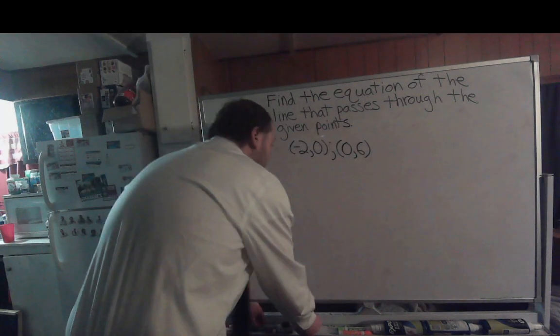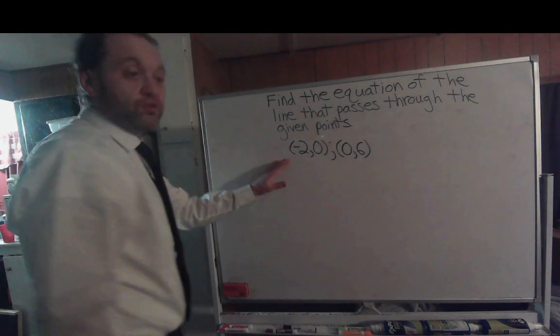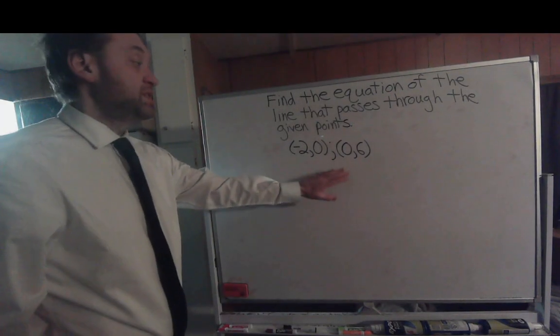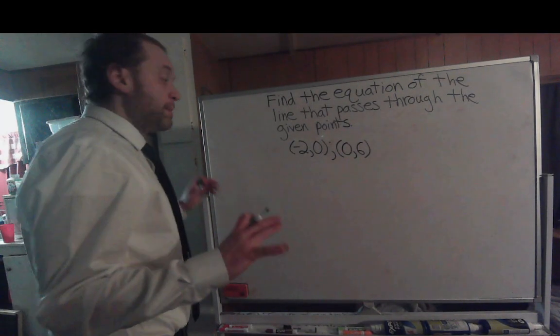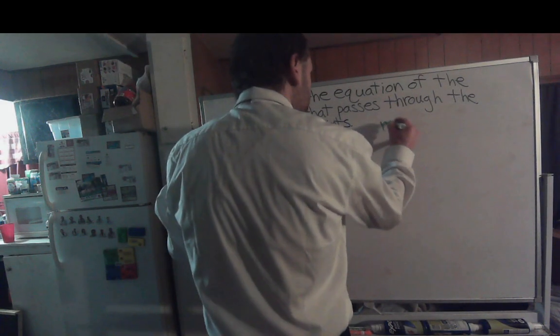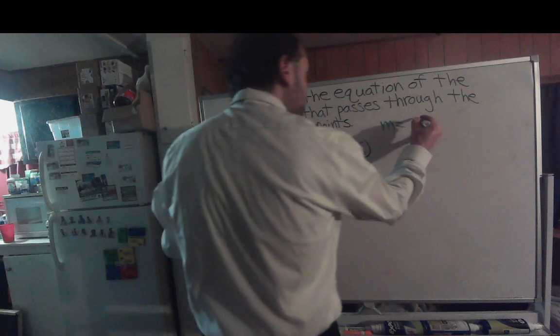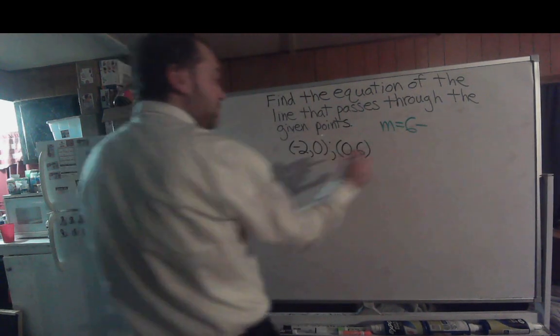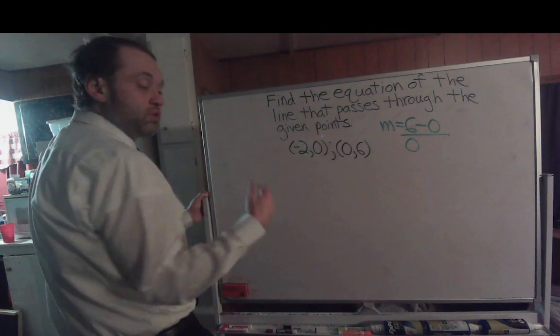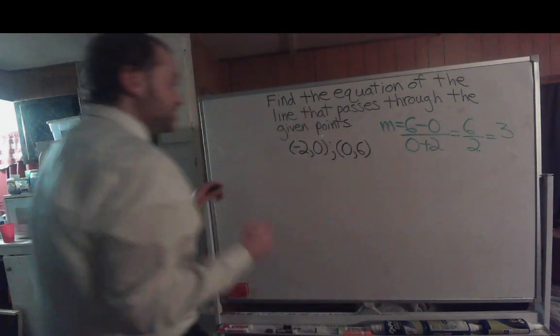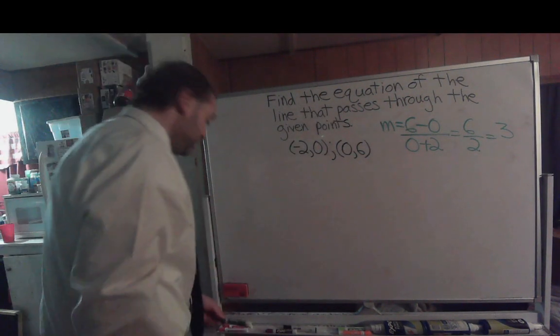So we're going to find the equation of the line that passes through the points (-2, 0) and (0, 6). So let's find our slope first, which would be our second y-coordinate of 6 minus our first y-coordinate of 0 divided by your second x-coordinate of 0 minus your first x-coordinate of -2. This would turn into 0 plus 2, which would give you 6 over 2, giving you a slope of 3. So the slope of the line is 3.